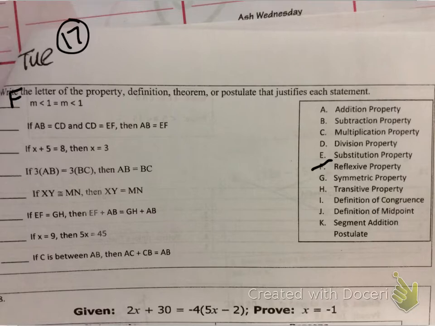The next one, if you look at what's going on, they're relating three different segments: AB, CD, and EF. So they're saying AB is the same measurement as CD, but then CD is the same measurement as EF. So you can conclude that the first and last, AB and EF, are the same. If you cross out what they have in common, you're left with the final statement, AB and EF being equal. That would be the transitive property, whenever you relate three things and can cross out what they have in common.